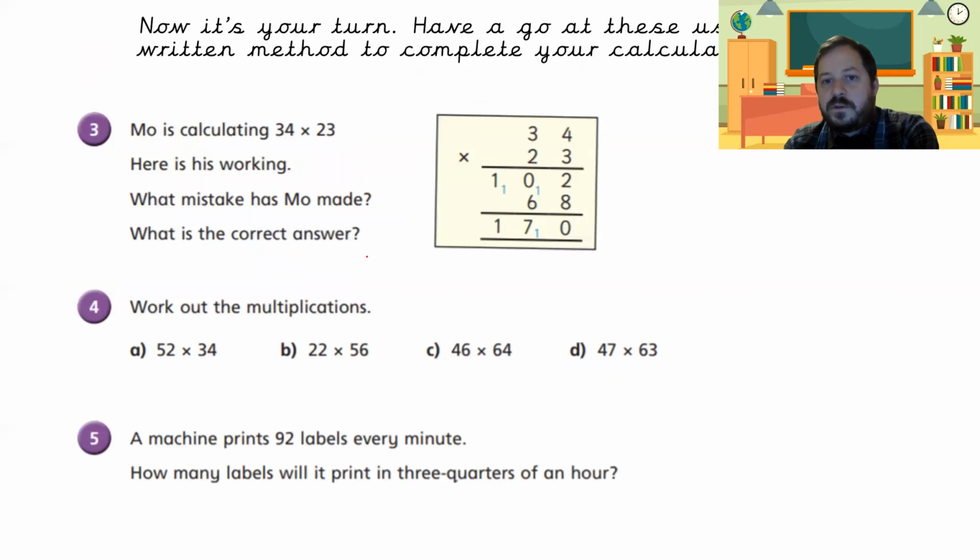Okay, time for you to have a go now. We've got Mo's calculating 34 times 23. Here's his working. What mistake has Mo made, and what is the correct answer? Then try to work out these multiplications using one of the methods. And then you've got a written question. A machine prints 92 labels every minute. How many labels will it print in 3/4 of an hour? Pause now and have a go.